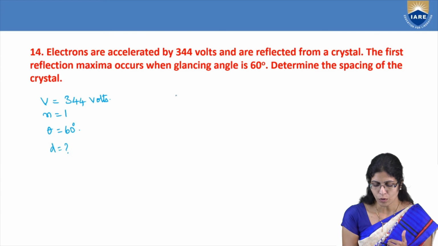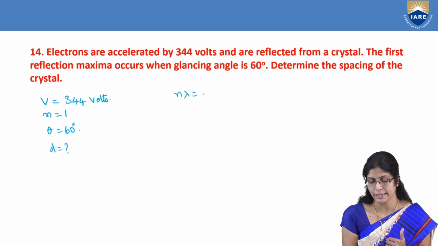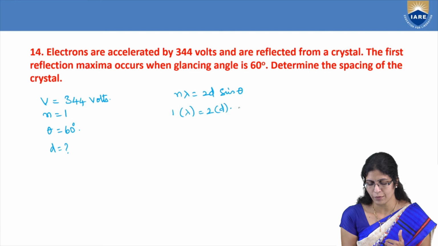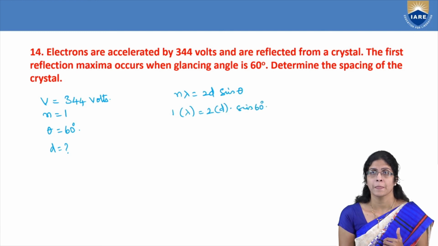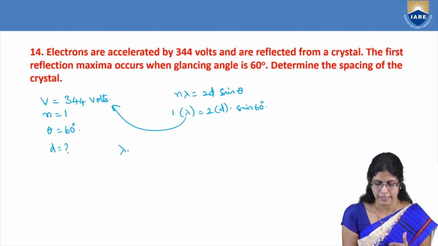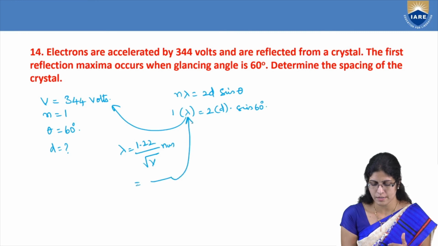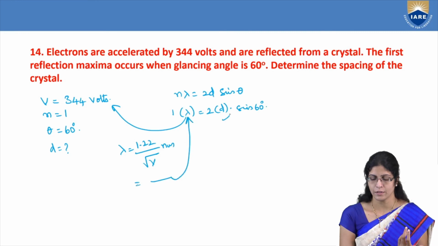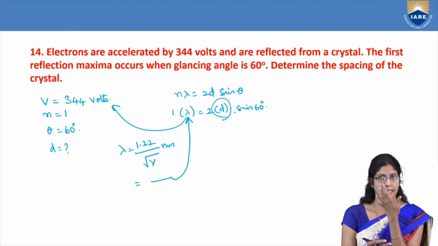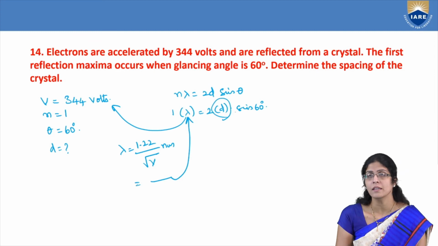Now what do you know? You know from Bragg's law, n lambda is equal to 2d sine theta. You are given n as 1, you don't know lambda, and d is what you have to find out, with sine 60 degrees. So lambda you can find out by lambda is equal to 1.22 by root V nanometer. Whatever answer you get, you substitute here, and then you can find out d. This is similar to the problems which we have done previously.